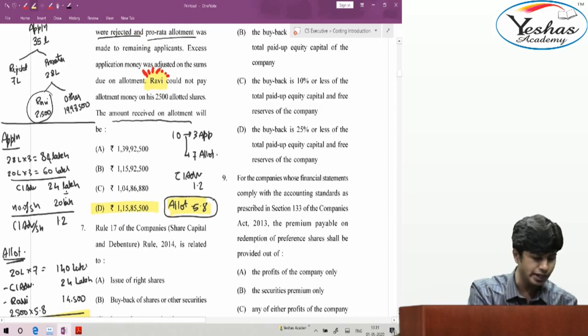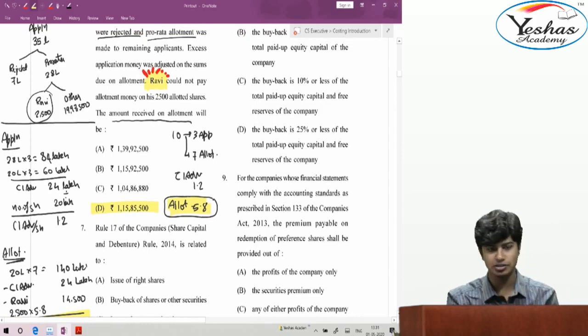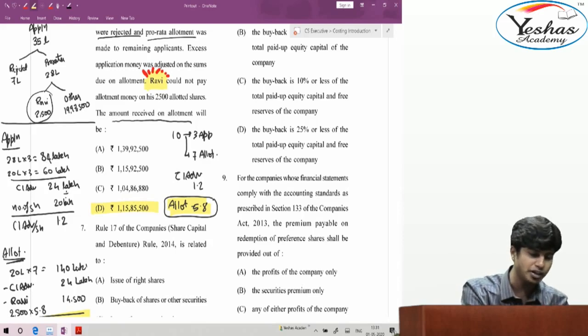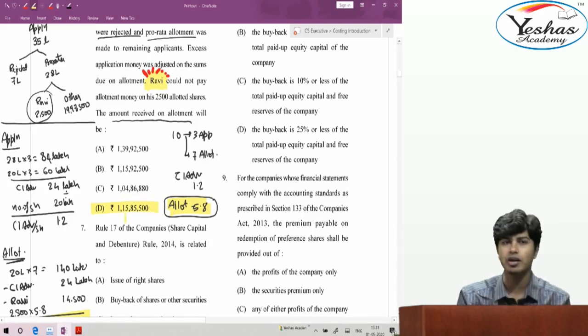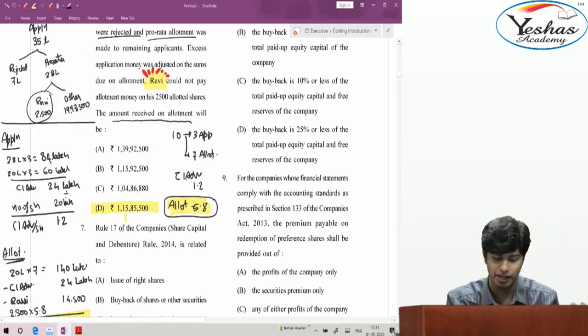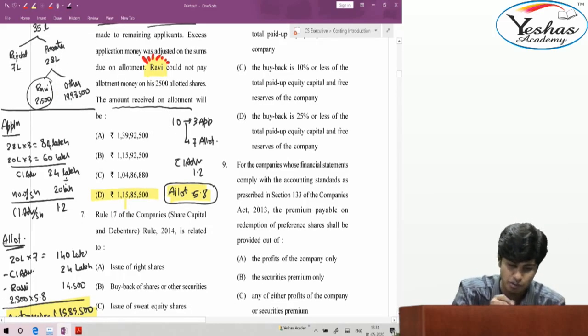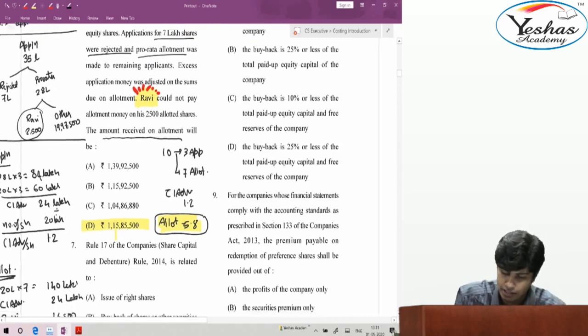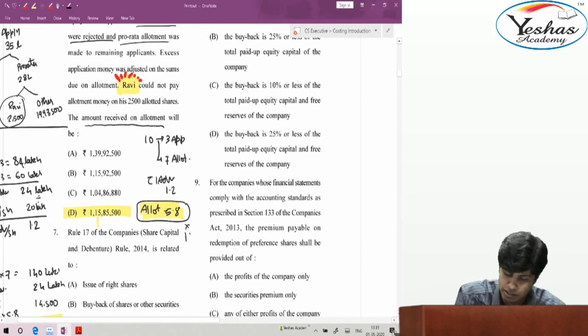So if I take 19,97,500 shareholders, that is shareholders other than Ravi, and multiply them by 5.8 rupees per share, you will still get 1 crore 15 lakh 85,000. Correct or not? Ravi will not pay. Rest of them will pay, right? So the verification of the answer will be, we can multiply 19,97,500.